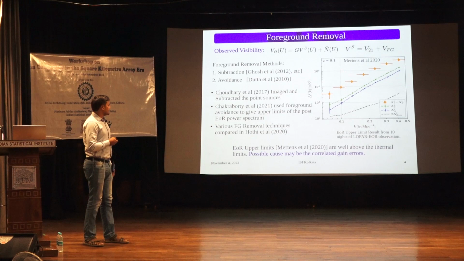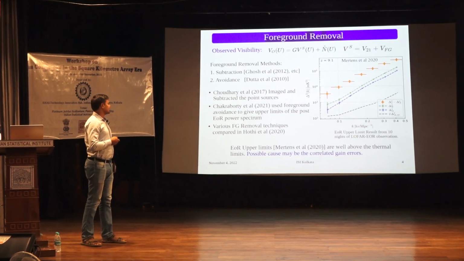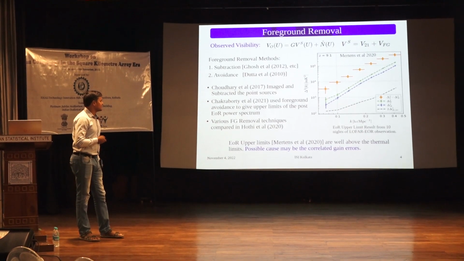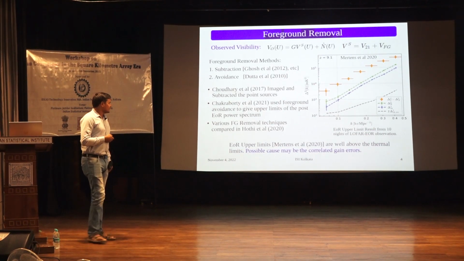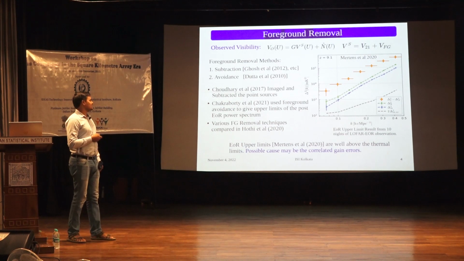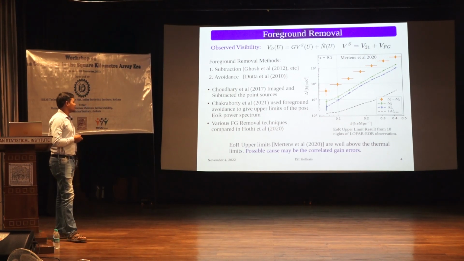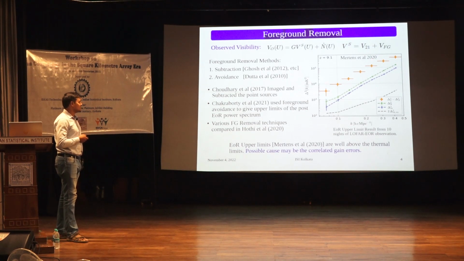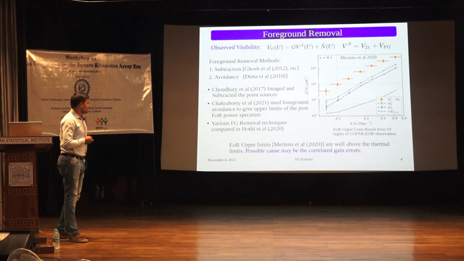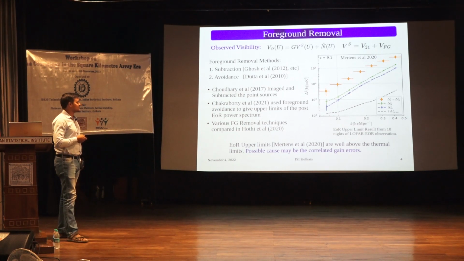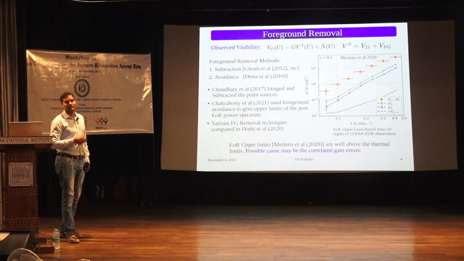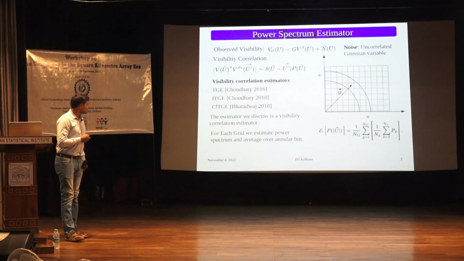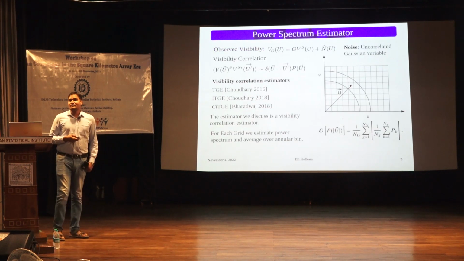In the right hand side plot, it is not my plot, it has been taken from Mertens et al. 2020. This is the EoR upper limit result from 10 nights of LOFAR EoR observations, and here we find that these limits are well above the thermal noise limits and the theoretical estimates of the thermal noise. These discrepancies may arise due to the presence of these calibration errors, which are usually correlated.